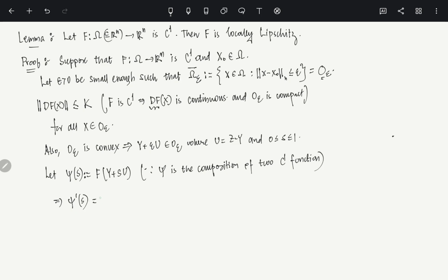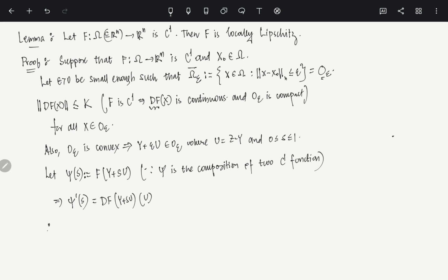Psi prime of s is nothing but the derivative of F, which is dF acting at y plus su, okay, dF at y plus su acting at u. Because you know that by the chain rule the derivative of this is going to be u, because the derivative is with respect to s. Okay, so this is what we are going to get.